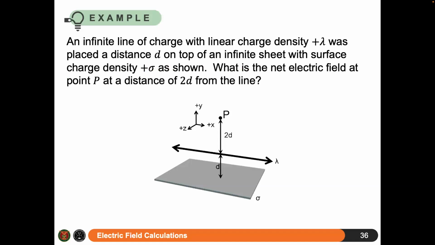So another example: an infinite line of charge with linear charge density plus lambda is placed a distance d on top of an infinite sheet with surface charge density plus sigma as shown. What is the net electric field at point P at a distance of 2d from the line? So you have an infinite plane below with sigma, and an infinite line with lambda. Then these are the distances, d and 2d.